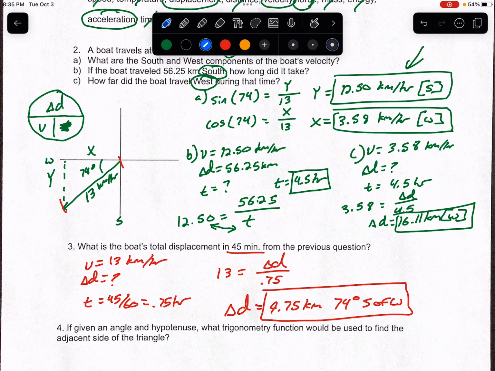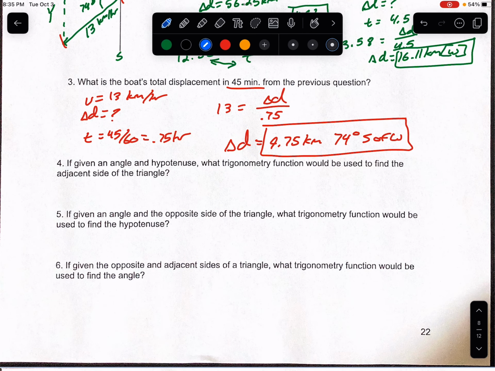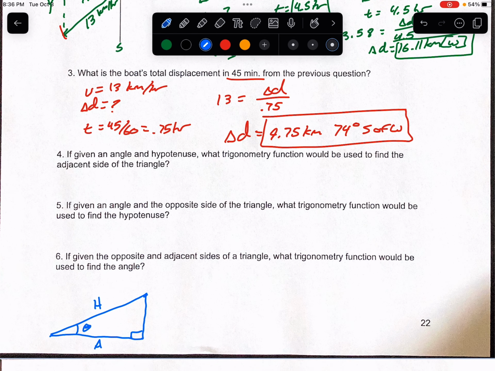Now we're going to take a look at just simple trig functions, kind of figure out what we're going to use. So I'm going to draw a right triangle down here. If given an angle and a hypotenuse, so this angle could be right here, and I'm given the hypotenuse here, what trig function could be used to find the adjacent side of the triangle? The trig function that uses adjacent and hypotenuse is going to be your cosine.